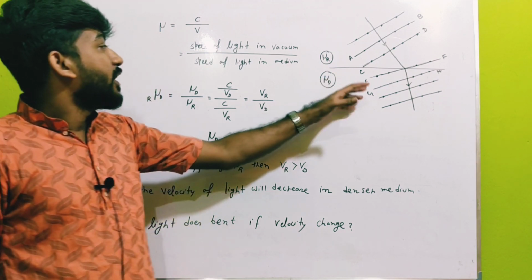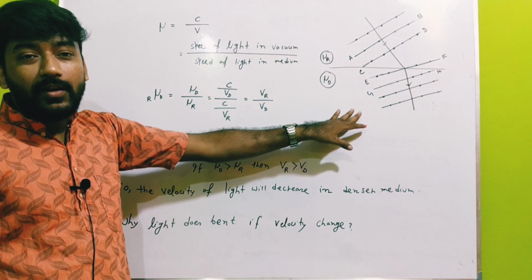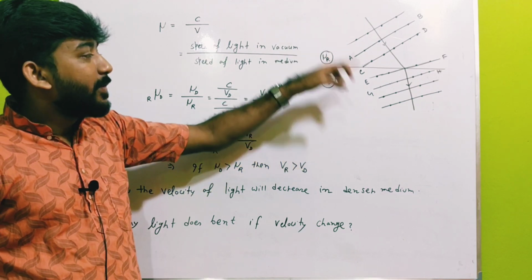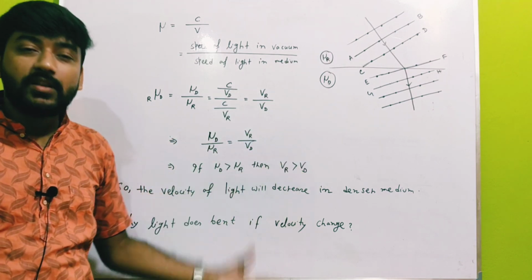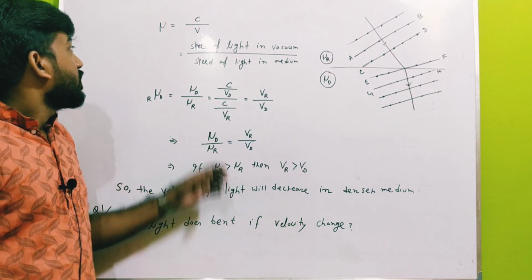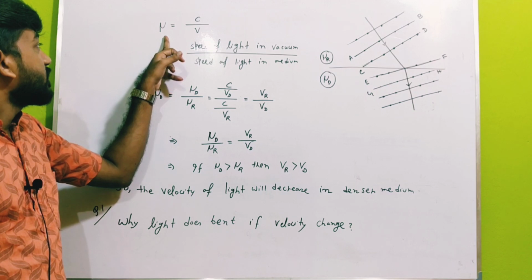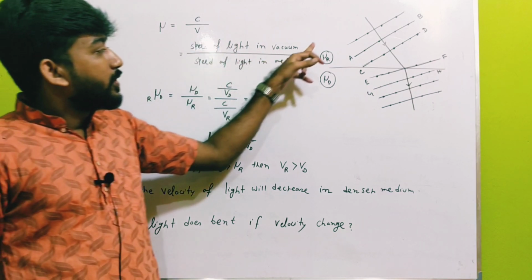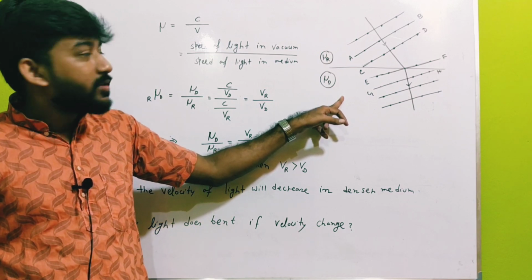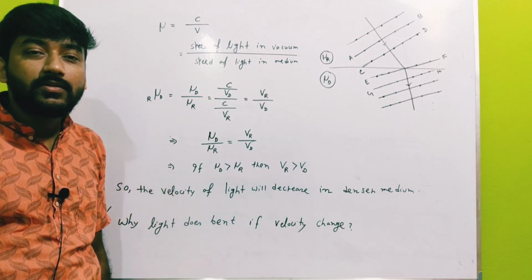So now with the help of these two things, I can explain physically why the light ray bends when it enters from rarer medium to denser medium or denser medium to rarer medium. From this definition we can see that mu directly depends on v. So when the refractive index changes, then the velocity or the speed of light will also change.